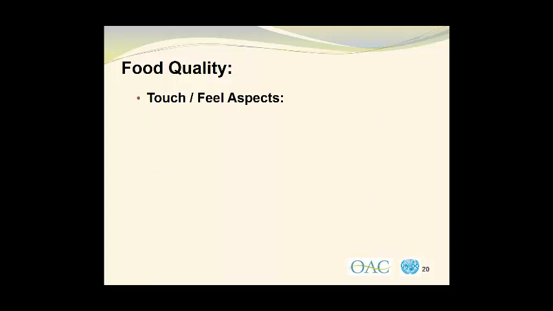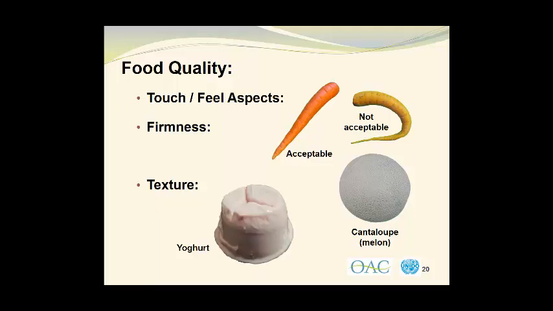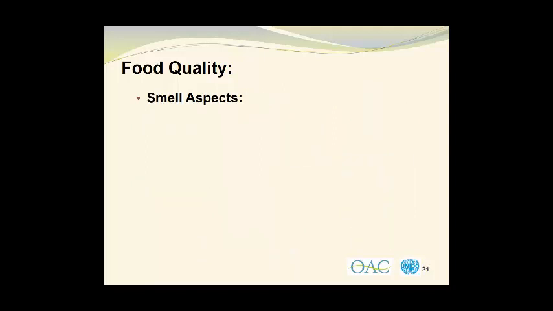In the case of touch or feel, we can look at firmness. We look at this carrot, and because it's firm, it's acceptable. However, if we have a carrot that you can bend like this, it's not quite as acceptable. And also, many people will look at melons and they will test them for firmness by squeezing them or thumping on them with their knuckles. We need to look at texture as well, and that's something that we can attribute to foods such as yogurt or other things like that.